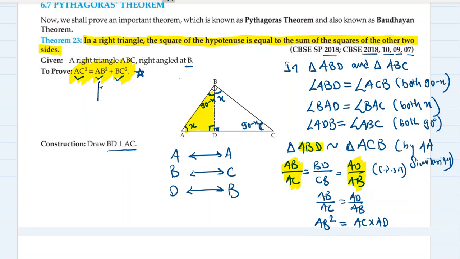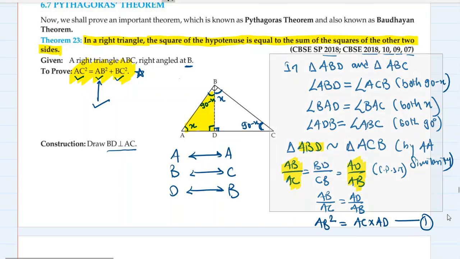Do we have AB square in the statement which we have to prove? Yes, we have, right? So we got the value of AB square here. So you have to select those two ratios from your CPST proportional ratios which have the same numerator and denominator, so that when you cross multiply you get the square of that particular side, that is AB square is equal to AC into AD. Now this is equation number 1. So this is the first part.